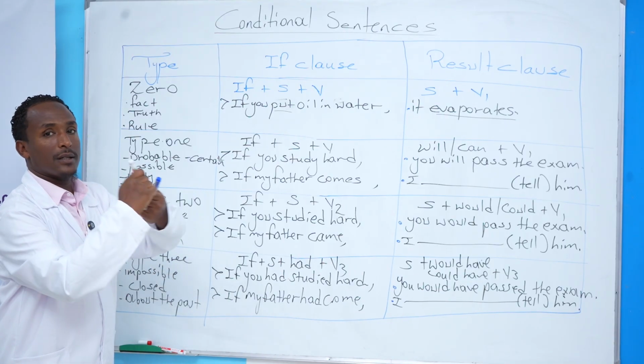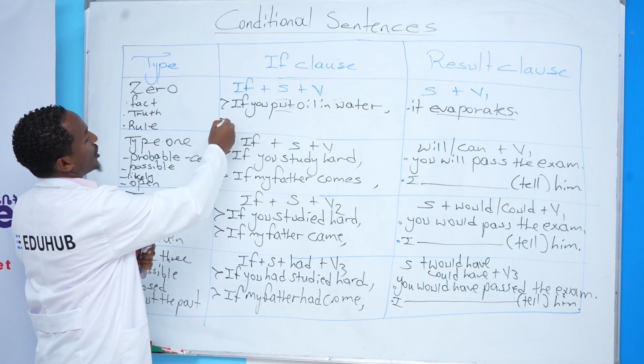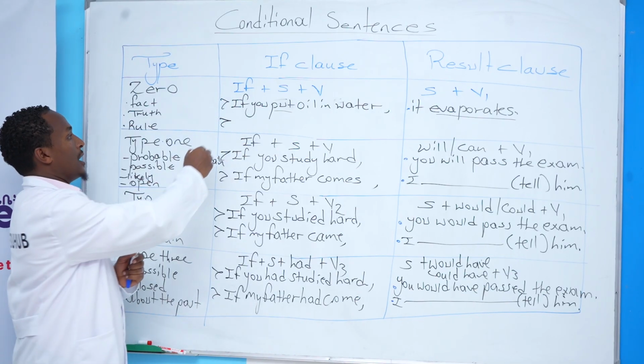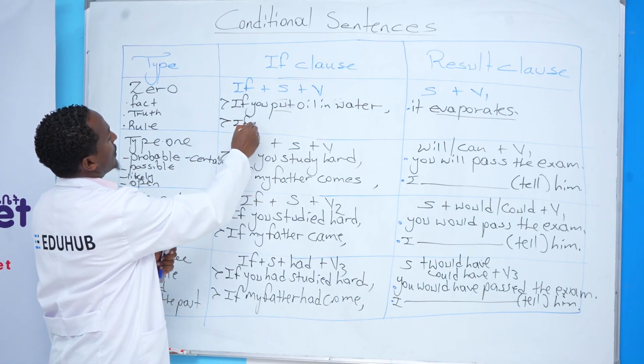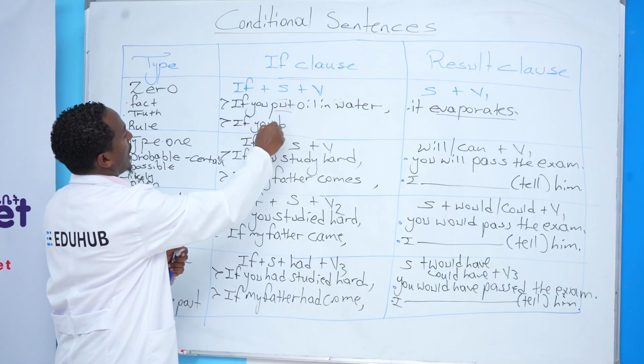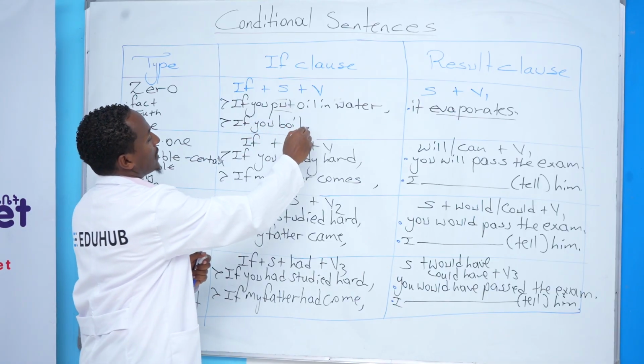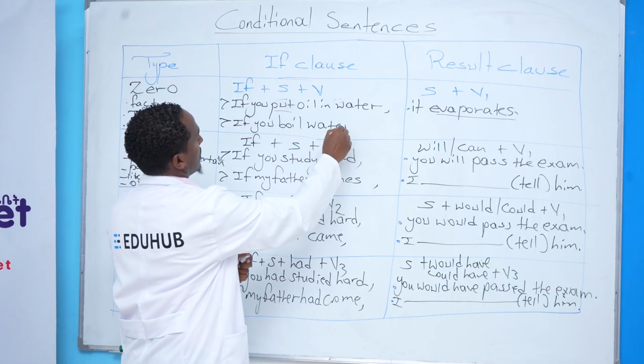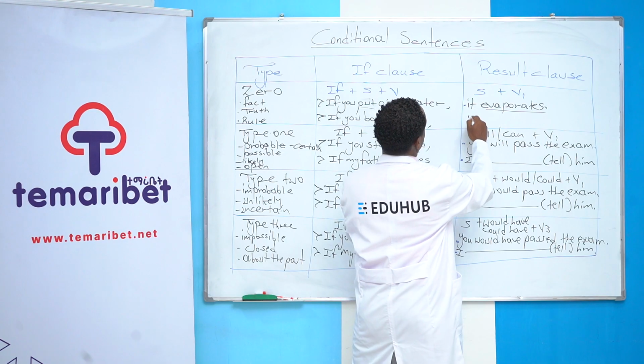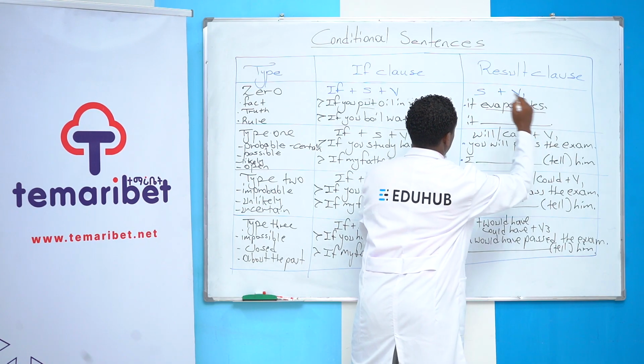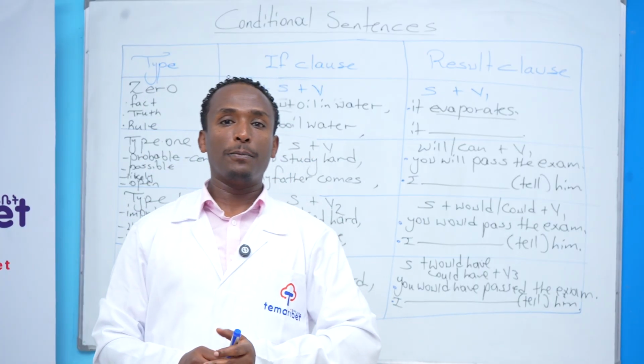The last one for today is for conditional 0 type. If you boil water, it blank.